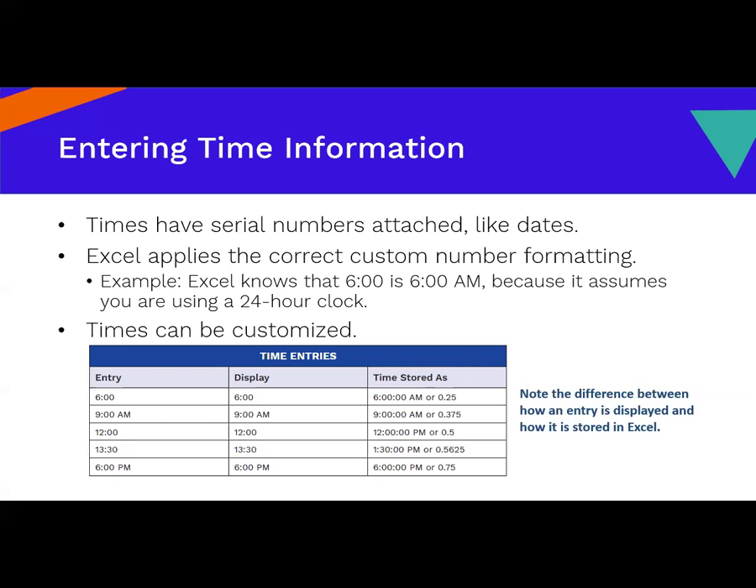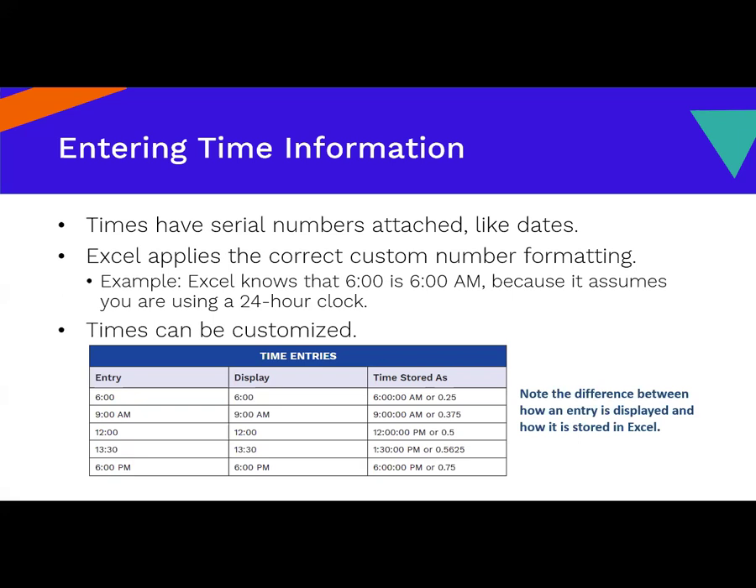So, entering time information. Times have serial numbers attached, just like dates. Just like we were able to convert that date over to a serial number, you can do the same thing for a time. Excel applies the correct custom number formatting. Example, Excel knows that 600 is 6 a.m. because it assumes you are using a 24-hour clock. So remember that. It assumes that you're using 24-hour clocks.